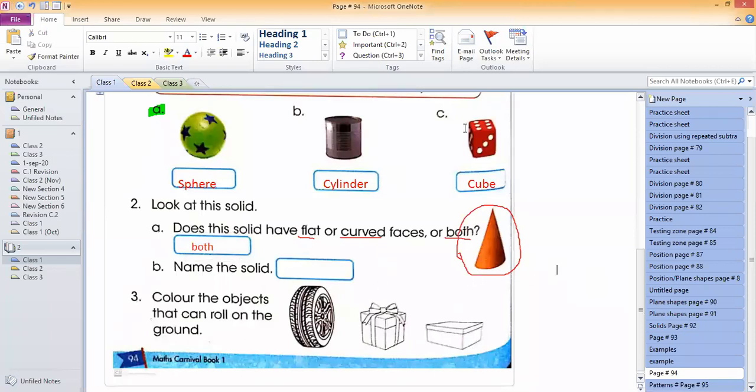Name the solid. Guys, can you tell me the name of this solid? Cone. Very good. The name of this solid is cone. So write cone. This is cone.